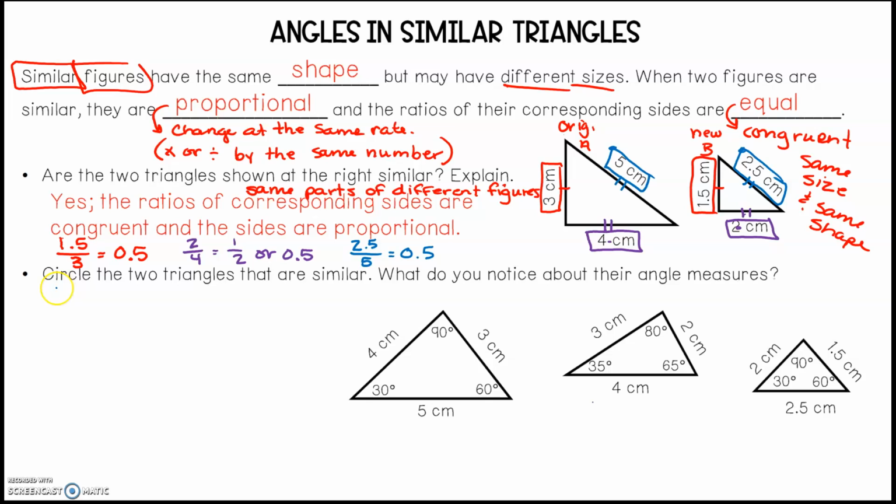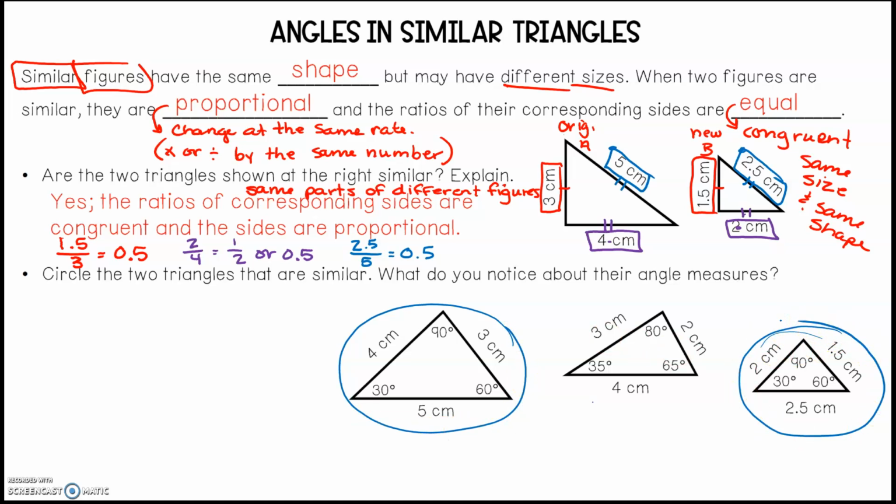Okay, down here, circle the two triangles that are similar. What do you notice about their angle measures? Well, when I looked at these, I noticed that these side lengths were the same as this triangle, and these side lengths were the same as this one. So I know, just because I already did the work, that those two triangles are similar to each other.